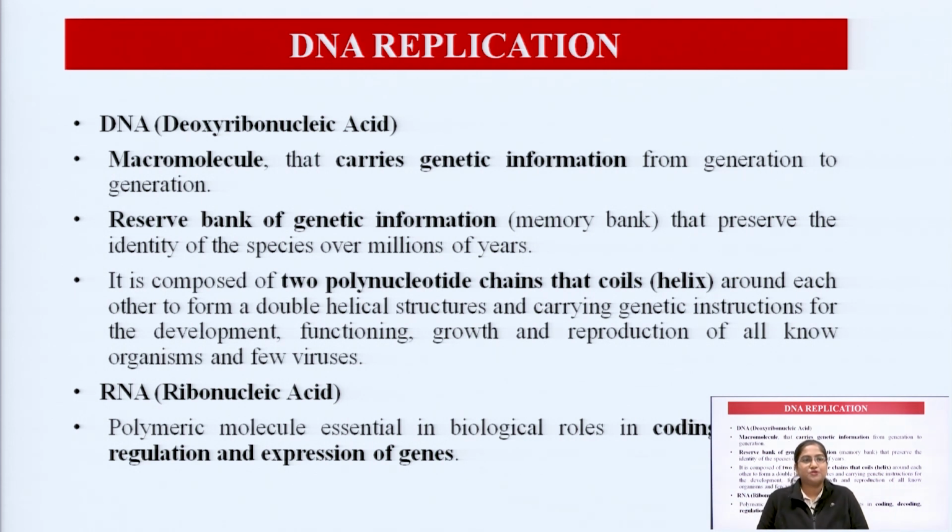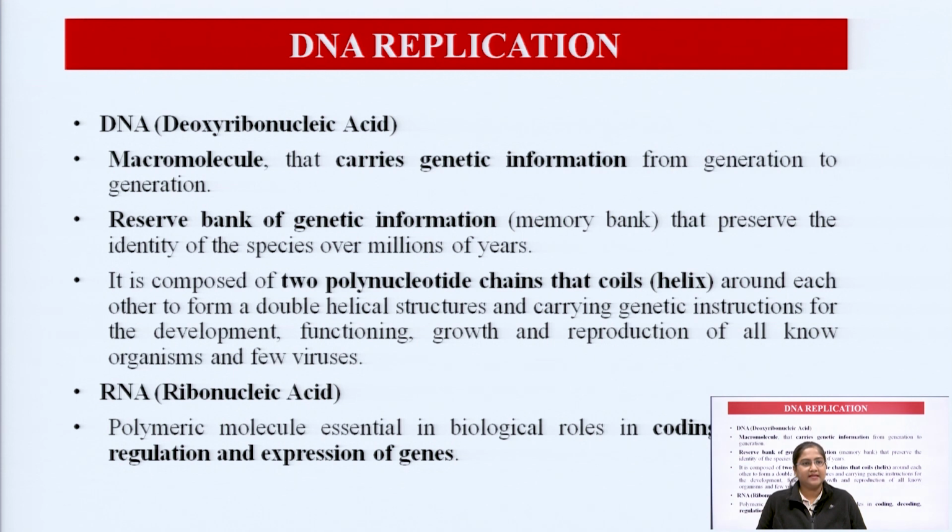And it is composed of two polynucleotide chains that coil, that means form a helix, around each other to form a double helical structure, and it carries the genetic instructions for the development, functioning, growth and reproduction of all known organisms in this universe.